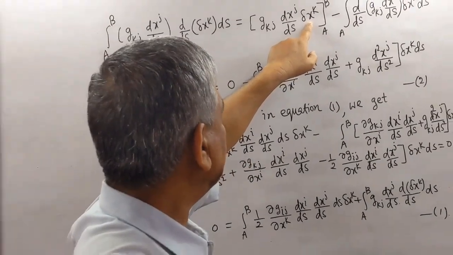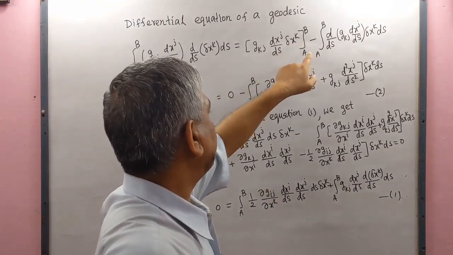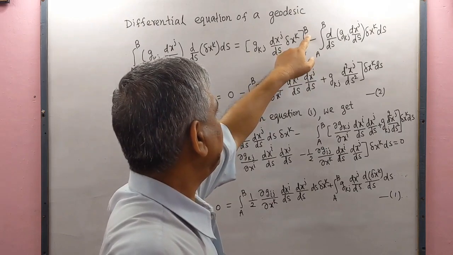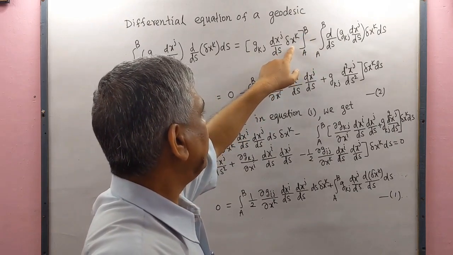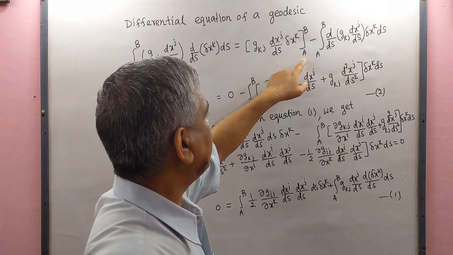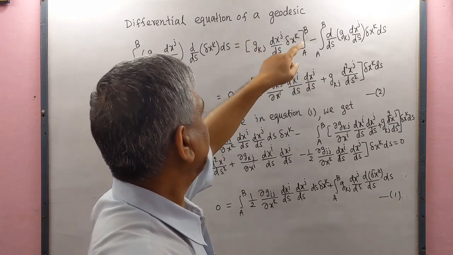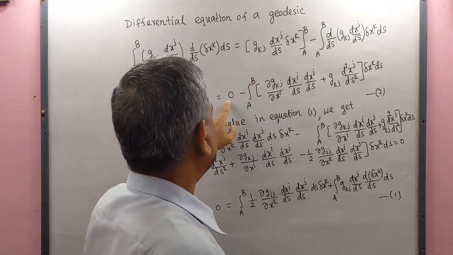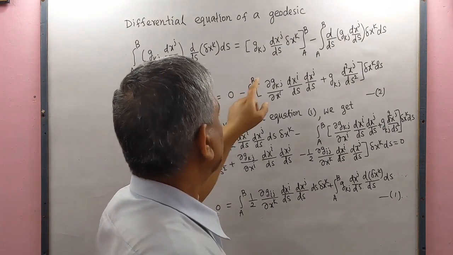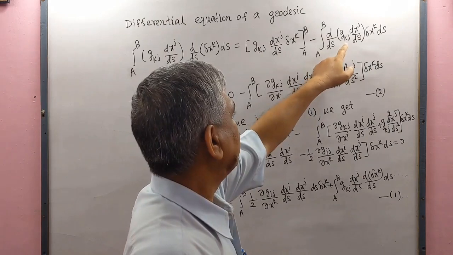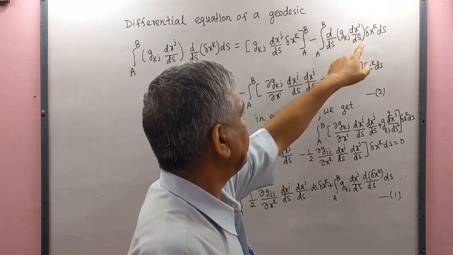delta xk will be 0. Endpoints are a and b. At the point b, delta xk equal to 0. At the point a, delta xk equal to 0. So this term becomes 0. We write here 0.